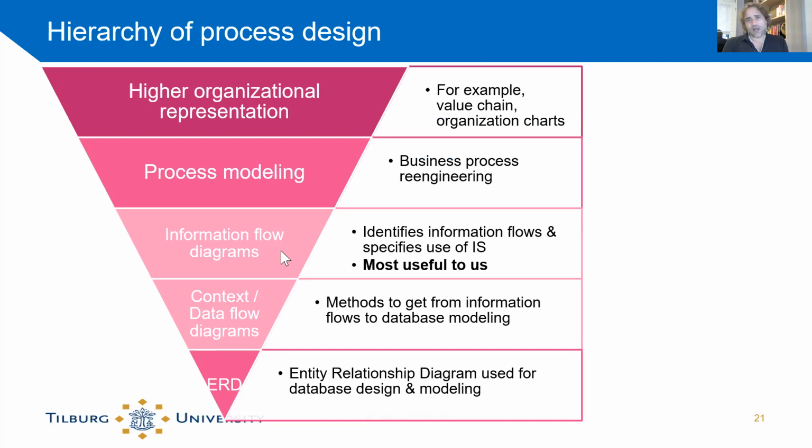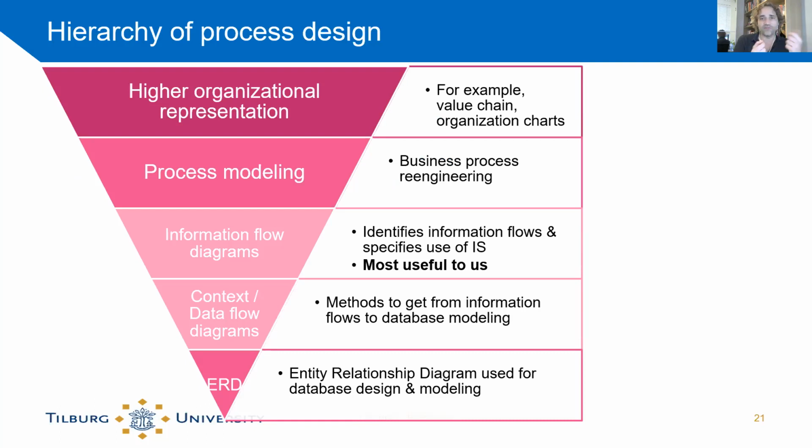So there's basically a kind of a hierarchy of process design and thinking about processes and IT in organizations. So you start with the higher representation of the organization, the value chain, the organization charts, etc. Then you can look at processes in the organization, the business process reengineering. Then you can focus specifically on the information that we use in the organization in those processes. We call that information flow analysis.